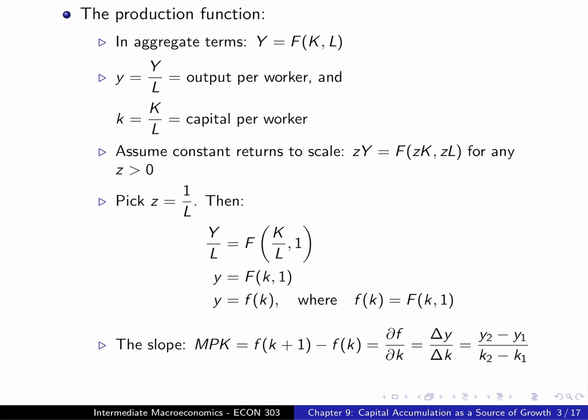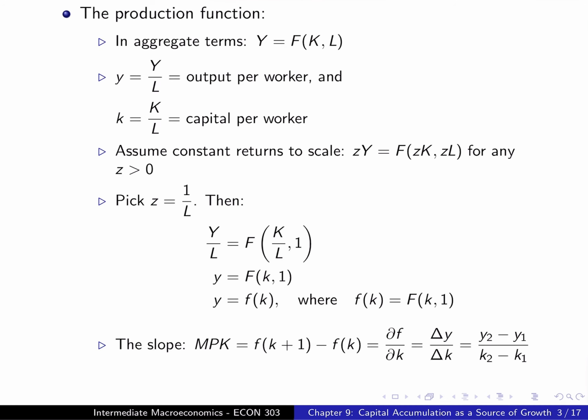In this part, we focus on the production function used in the Solow growth model. We start with the aggregate production function. Y equals a function of K and L. To express output on a per worker basis, we divide both sides by L. So we get lowercase y equals Y over L, and define capital per worker as lowercase k equals K over L.